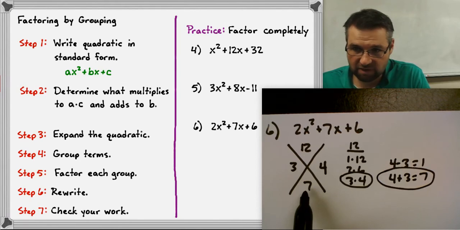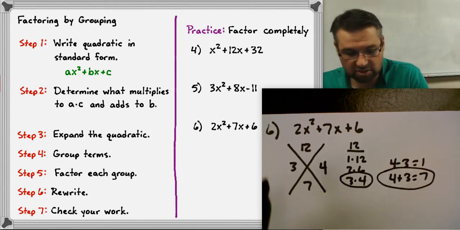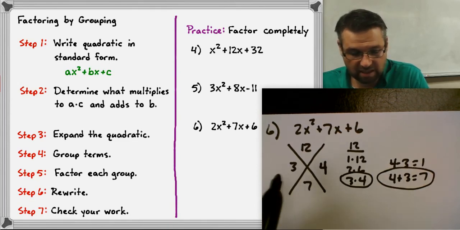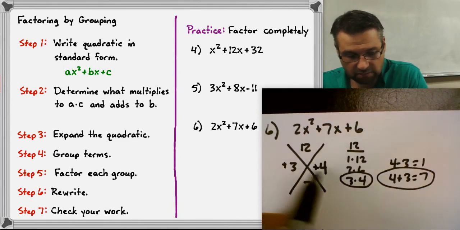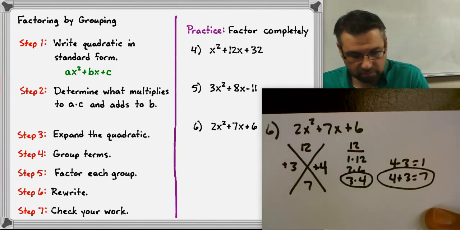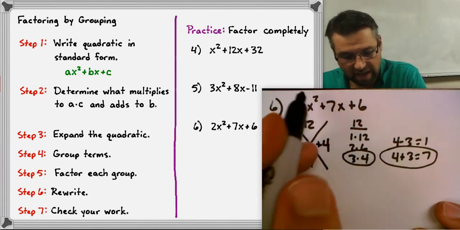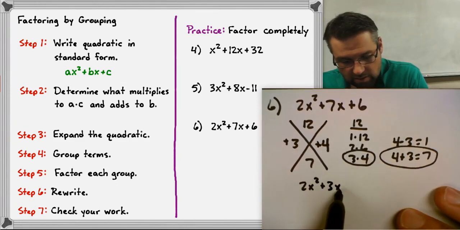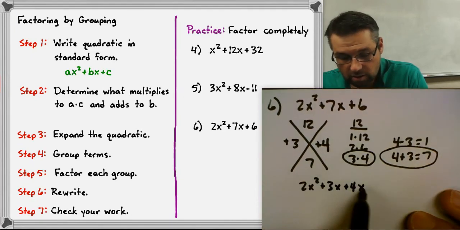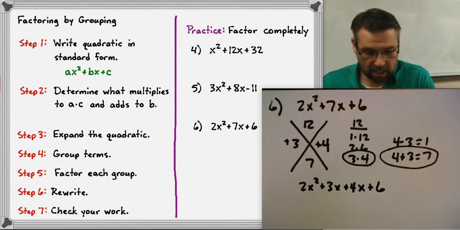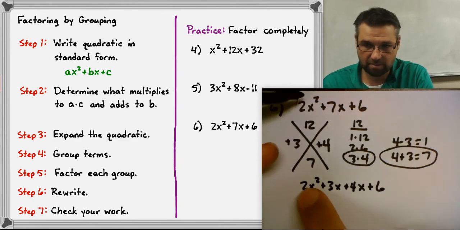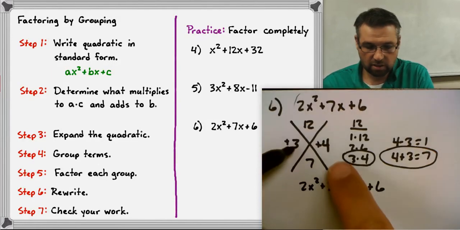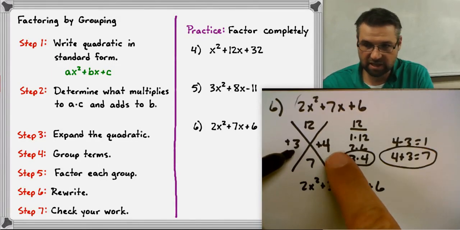Because I'm adding, that tells me that the signs are the same. If it's a positive number, that means that they both have to be positive. And positive 3 times positive 4 is in fact 12. Our next step is to expand. So this will say 2x squared plus 3x plus 4x plus 6. And how did I get that? Well, the first term is the same. The last term is the same. The middle term is rewritten. So instead of 7x, we're going to put 3x and 4x.